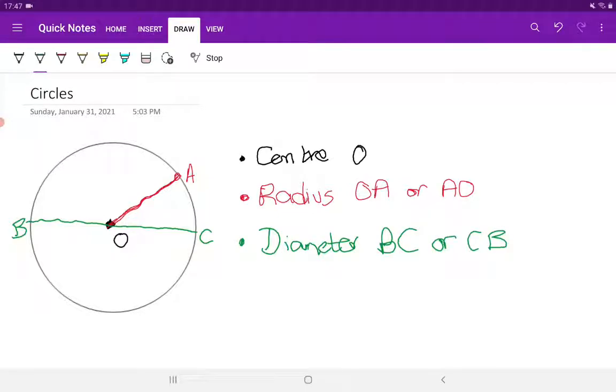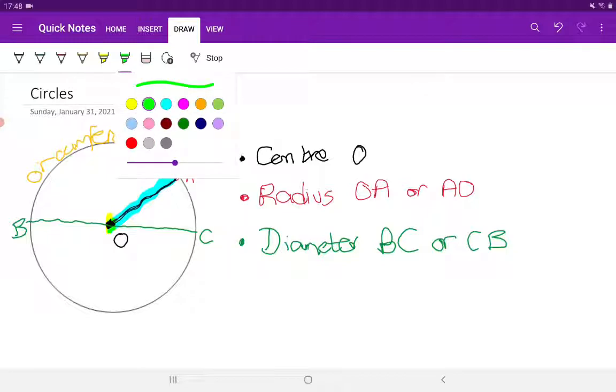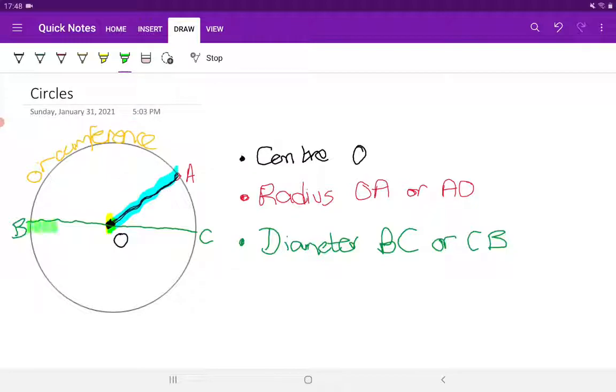So three important parts of a circle: the centre, which is right in the middle; the radius, which is from the centre to the outside, the circumference of the circle. And there's another word we might want to try and learn: circumference, which is the distance around the outside of the circle, the perimeter of the circle, if you like. And then we've also got, as well as the radius of the circle, the diameter of the circle, which is all the way from one side to the other through the centre, and that is that length.